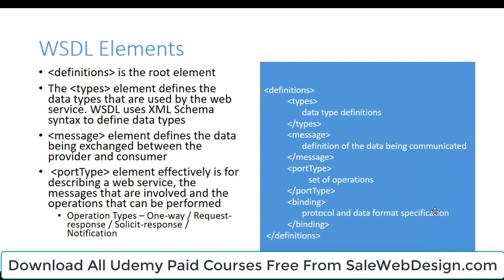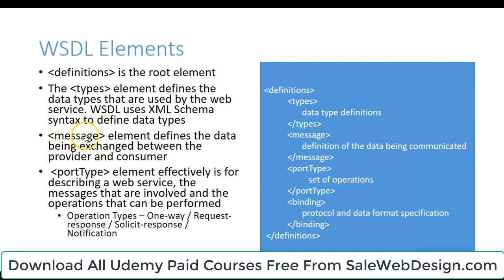Now coming on to the types element. As you may imagine, a web service needs to define its inputs and outputs and how they are mapped into and out of the services. The types element fulfills this use case. Types element defines all the data types that are used between client and the web service. For maximum platform neutrality, WSDL uses XML schema syntax to define data types.